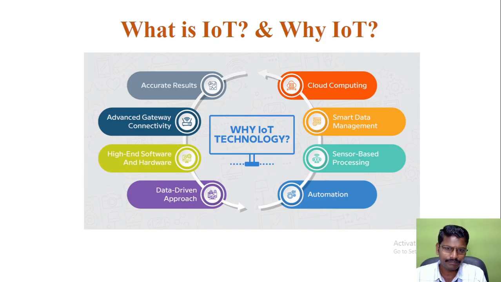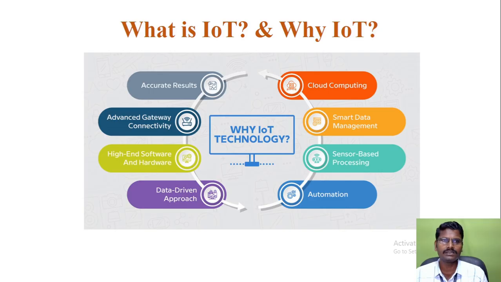So this is the evolution of IoT, right? So what are the advantages of using IoT? It will give accurate results and advanced gateway connectivity. The data will be very secured, with high-end software and hardware. We will be using both hardware and software. Then a data-driven approach, it will be working based on the data, right? Then fully automated, sensor-based processing, and smart data management and cloud computing.